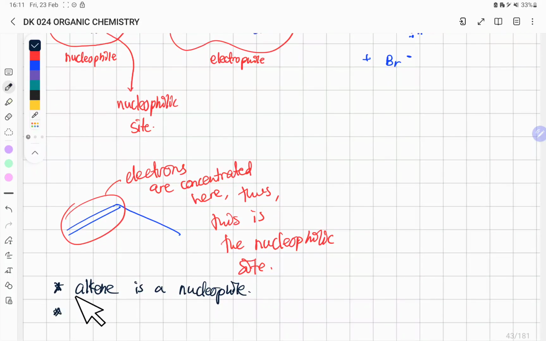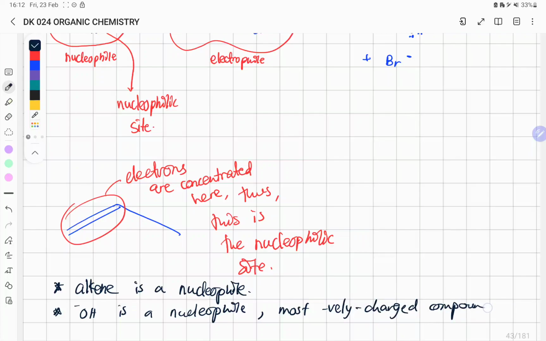And then kalau kita tengok OH minus is a nucleophile juga. Dan most negatively charged compound is a nucleophile.